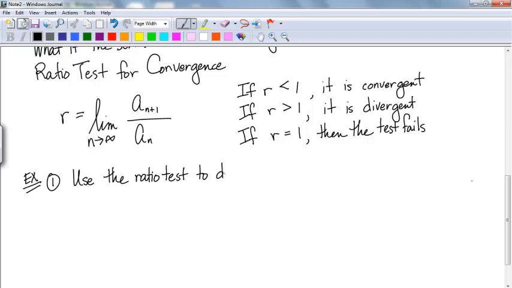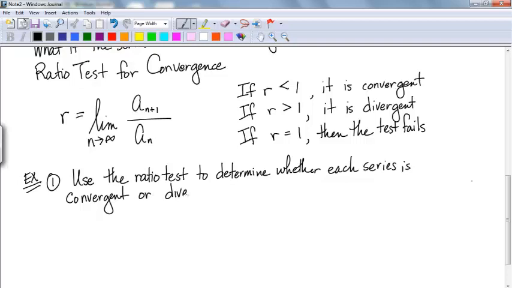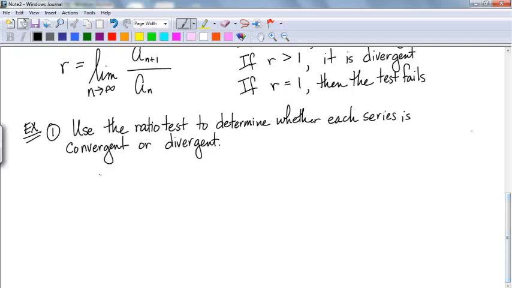To determine whether each series is convergent or divergent. Okay, and here's their series. 1/2 plus 2 over 2 squared plus 3 over 2 cubed plus, then put in a plus sign and 3 dots to show you we left out some terms.